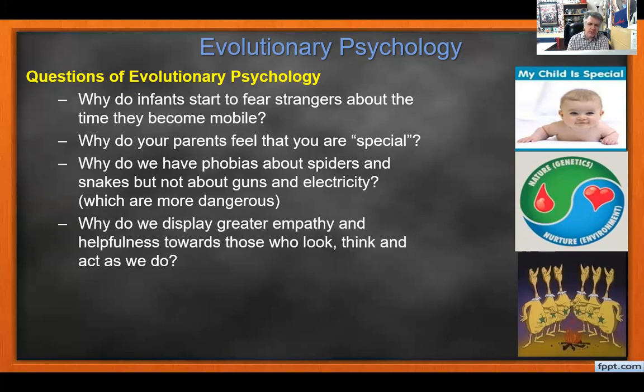We display greater empathy and helpfulness towards those who look like us, think like us, and act like us. Why? Because we think they're part of our tribe. You look like me, you act like me, you think like me, you must have some of my DNA in you, so I need to help you. Because even if I don't have kids, you have kids, which are like my kids, so we got to get that going forward. And it's not just race, it's socioeconomic.